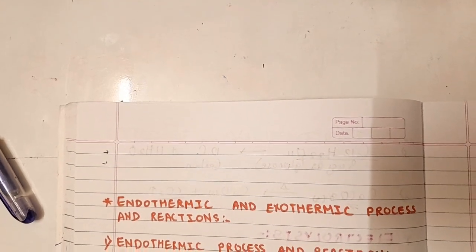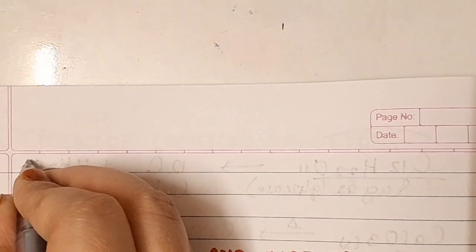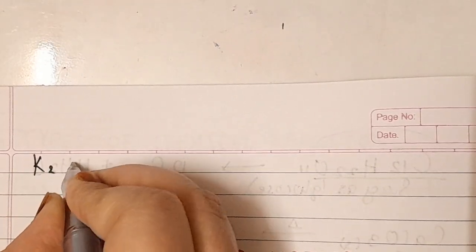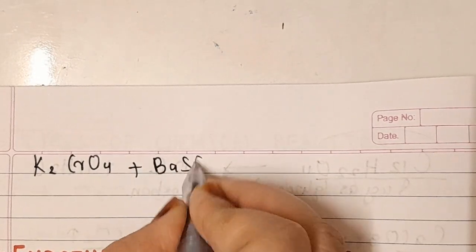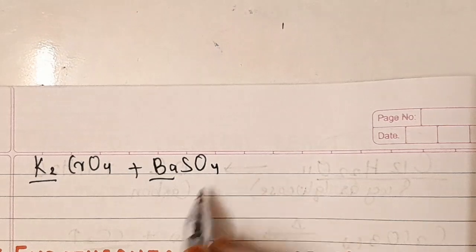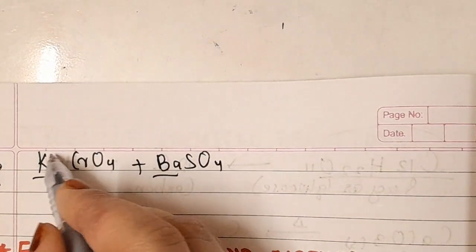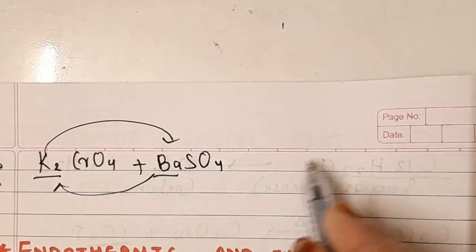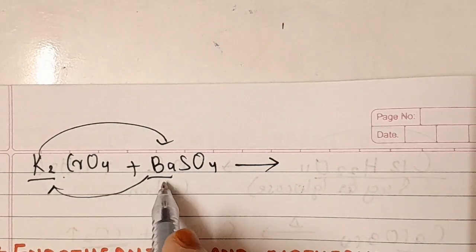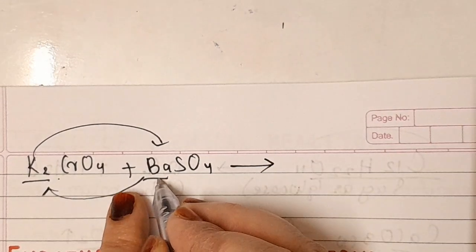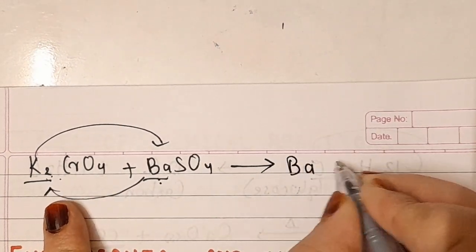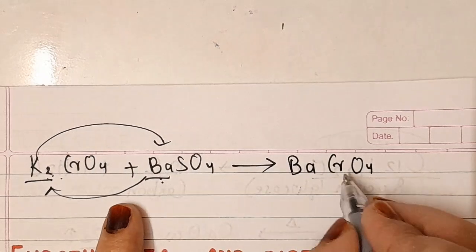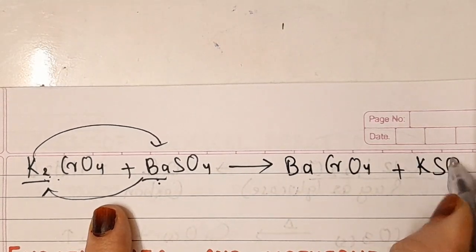Now let's take an example. In a double displacement reaction, we will take an example of the reaction of potassium chromate, K2CrO4, plus barium sulfate. Here two elements are there, barium and potassium. These will be exchanged and they will form different products. Here potassium chromate reacts with barium sulfate. Potassium is displaced by the barium and it will form barium chromate, BaCrO4, plus potassium sulfate will be formed.